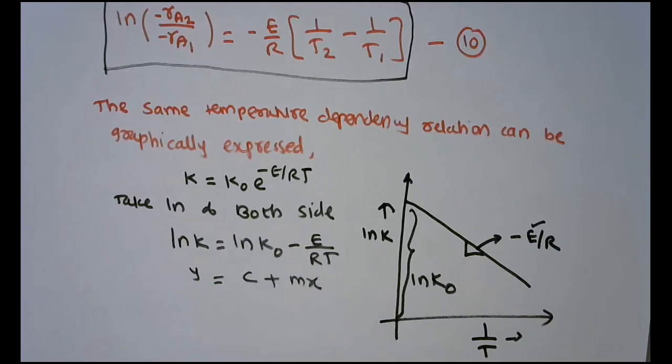Now the slope of this ln of K versus 1 by T graph depends upon the temperature at which the reaction is carried out, or depending upon the value of activation energy. So depending upon the value of activation energy, the temperature sensitivity of the reaction will differ, and accordingly the slope of this straight line will also differ.